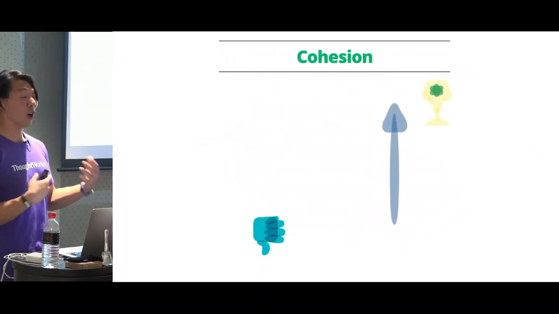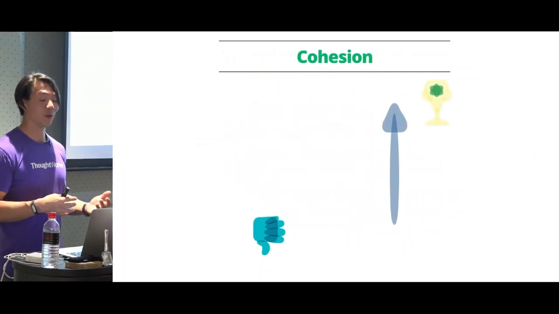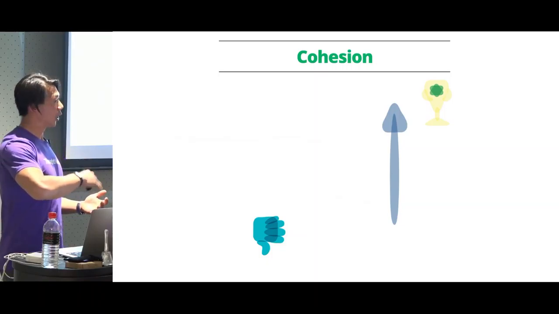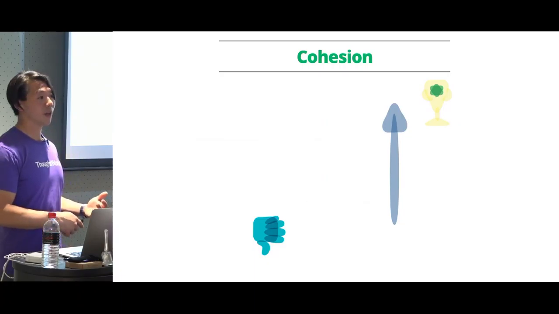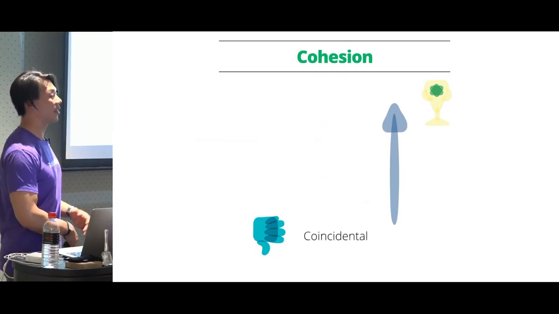And there are actually lots of different types of cohesion. There's a rating from the lowest type of cohesion all the way up to the top level. Now, one of the lowest forms of cohesion is this coincidental type of cohesion.